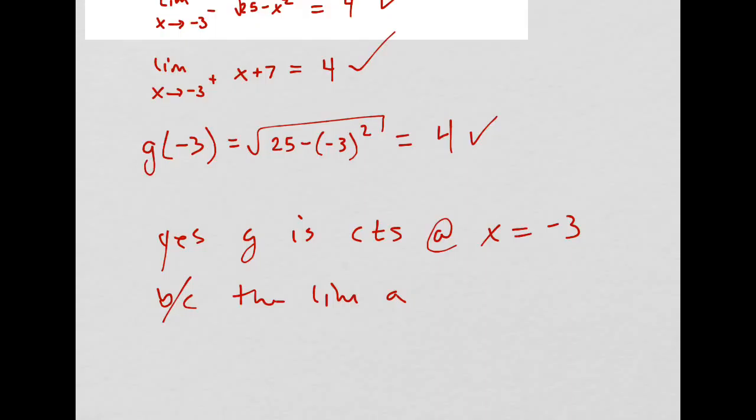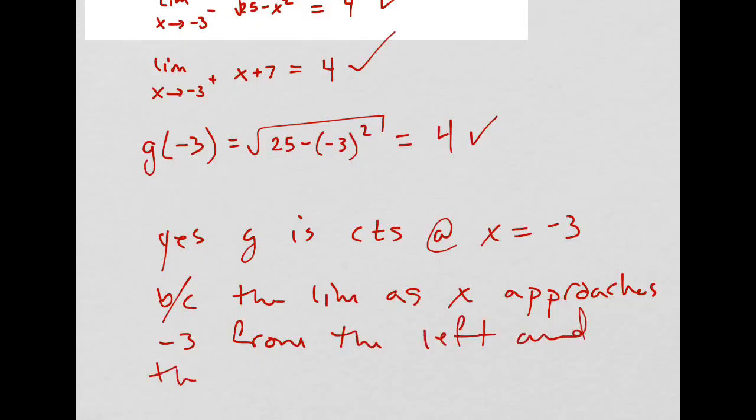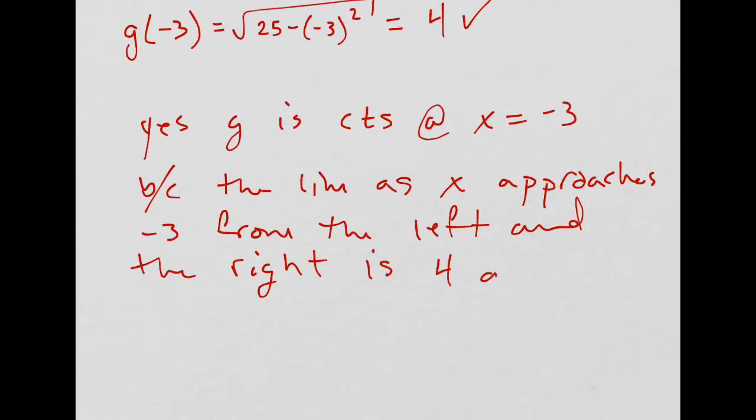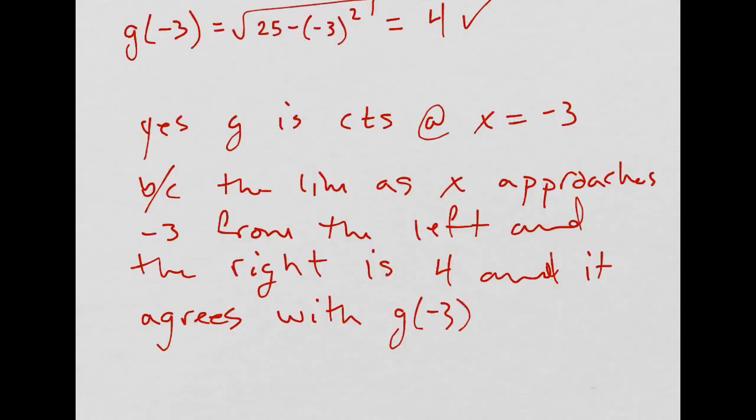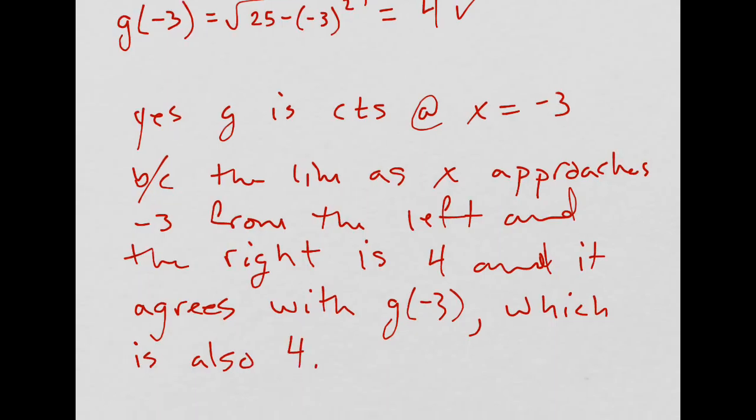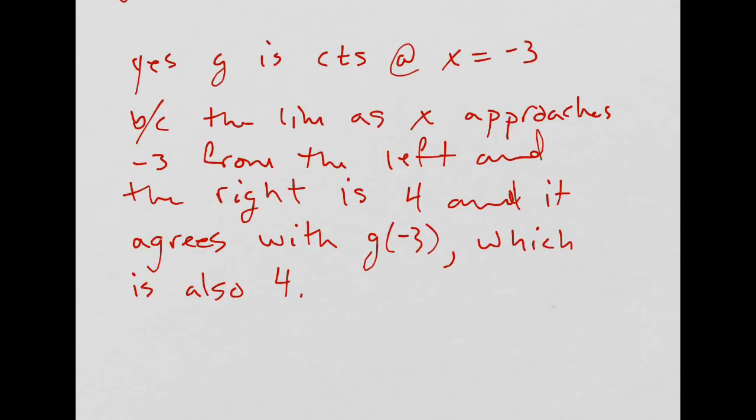the limit as x approaches -3 from the left and the right is 4, and it agrees with G of -3, which is also 4, and that's the definition of continuity.